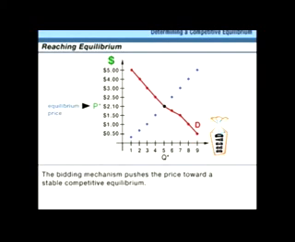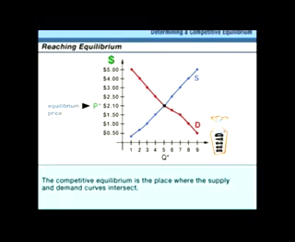The competitive equilibrium is found at the place where the supply curve and the demand curve intersect. As in most economic graphs, the most interesting point is where the curves cross. And it's where the curves cross that we find the price and quantity where supply and demand are equal. And when quantity supplied and quantity demanded are equal at a particular price, there is no further tendency to change. This is what a competitive equilibrium looks like.